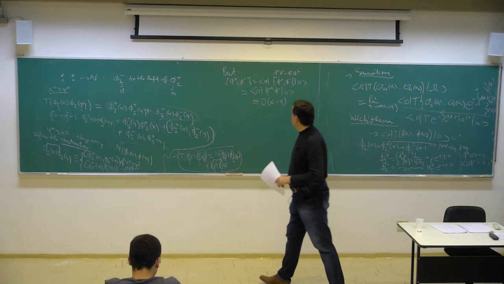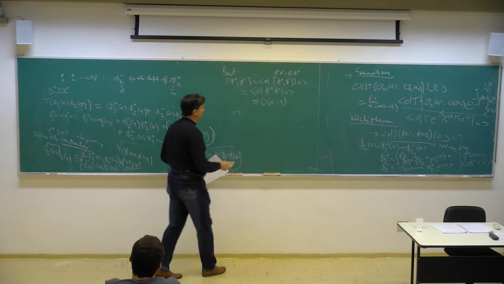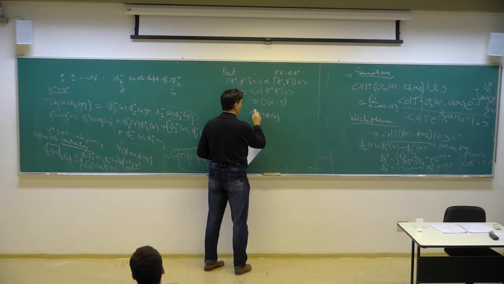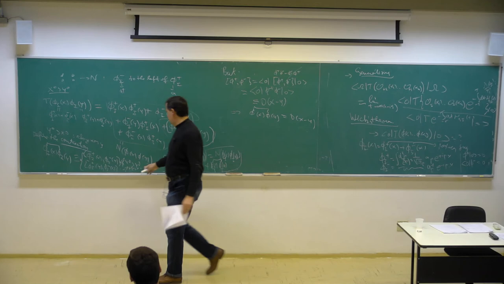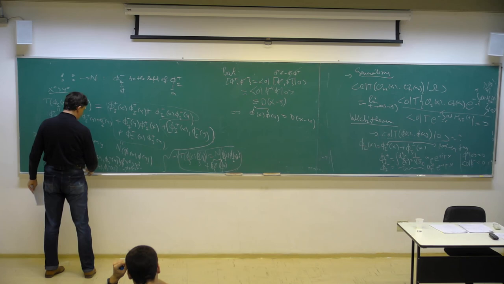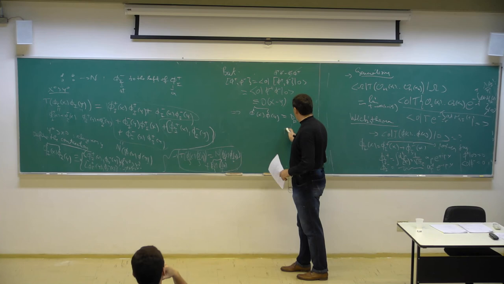So it follows, and with the correct time ordering as well, that this contraction is not a new thing. What is this D of x minus y? I get D if x naught is greater than y naught, and if x naught is less than y naught, I get the one with x and y interchanged. So specifically, the propagator that I get is the Feynman propagator.